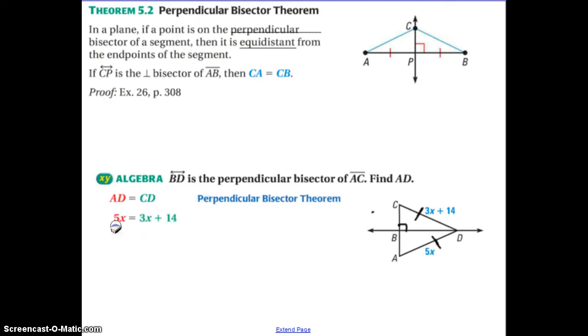When I do that, I get 5x equals 3x plus 14. Okay, so all this is a mini theorem. All I did was I substituted my values in and I solved for x. Okay, but you're not done. x equals 7. You are asked to find the length of AD. So you need to take x equals 7 and plug it into 5x. And you should get the length of AD equals 35.